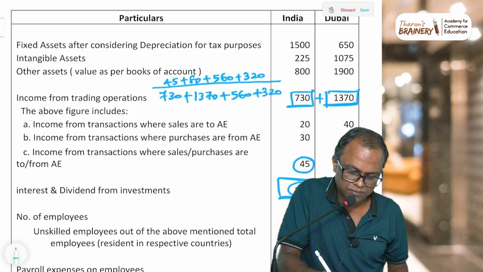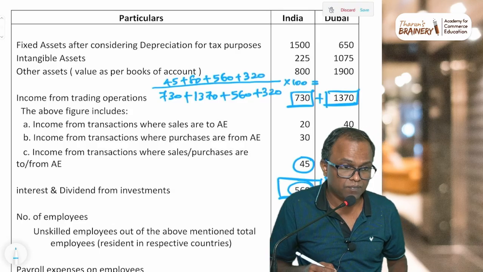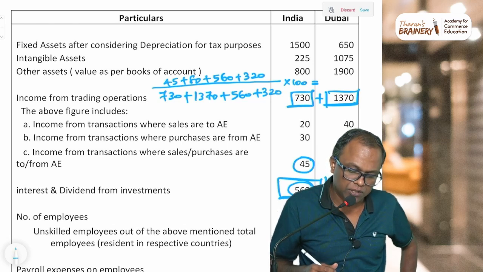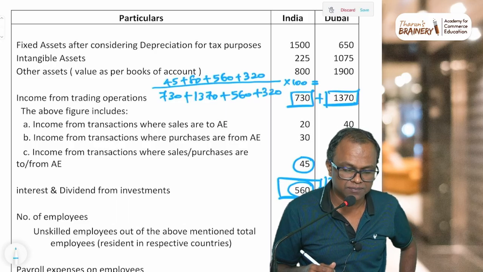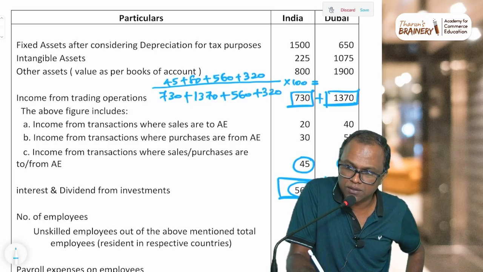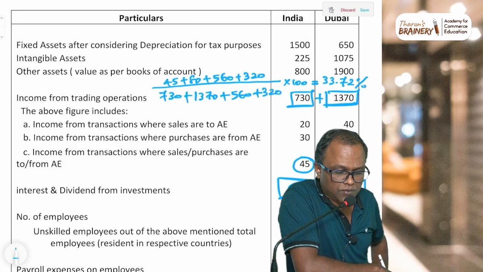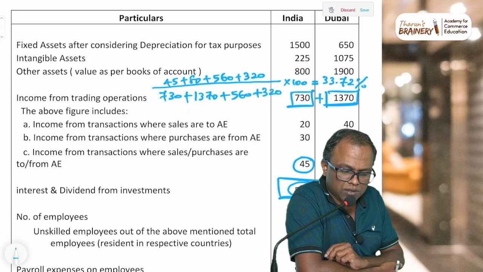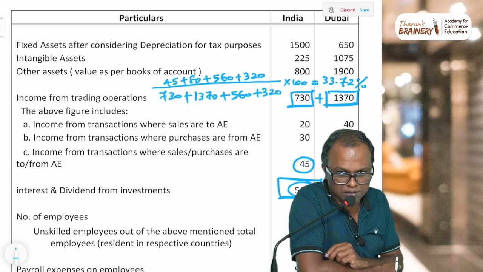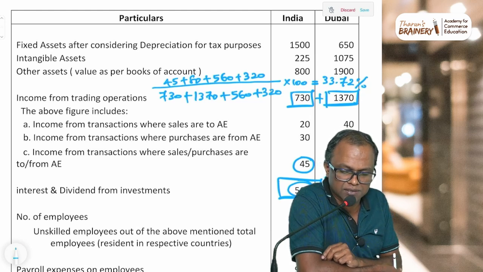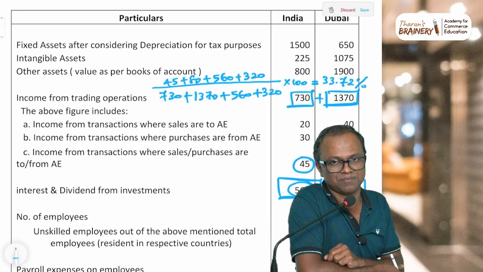So what is the percentage? Passive income total divided by total income into 100. We'll get the percentage. 33.72. So anybody has any doubts in this calculation? Out of the total income, passive income is 33.72%. The first condition is satisfied. The passive income of the foreign company is less than or equal to 50% of the total income.